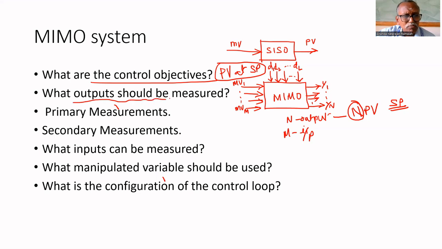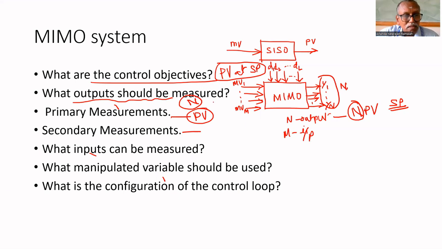What outputs should be measured? Suppose N variables have to be controlled, which means the number of outputs that should be measured is N. Sometimes it may not be possible to measure the output. For that, in the previous class, we have seen inferential control. If you are able to measure directly, then it is called primary measurement. If the PVs are able to be measured, then it is called primary measurement.